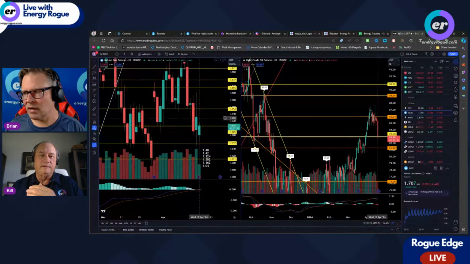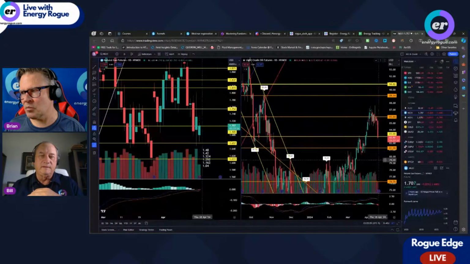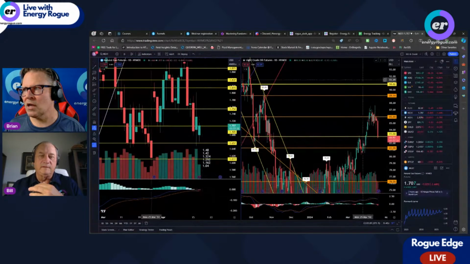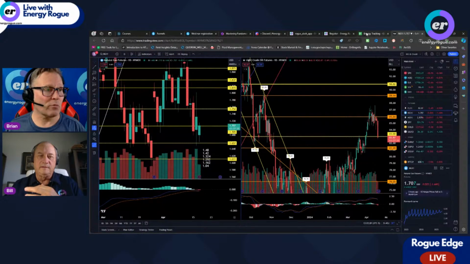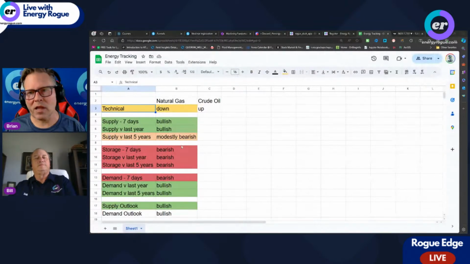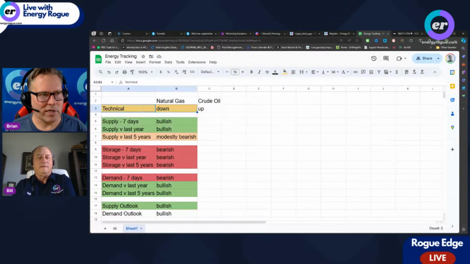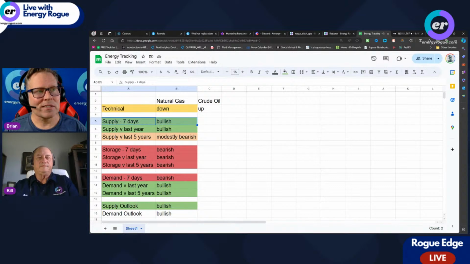I paint levels on my charts. You can see crude just fell off the table here, went to $83. There's probably some news happening right now. Some of the news and rumors will have to catch up after our live stream. So I take a look at what the technicals are doing. Then I look at the supply over the last 7 days, which has been declining, which is a bullish indication.